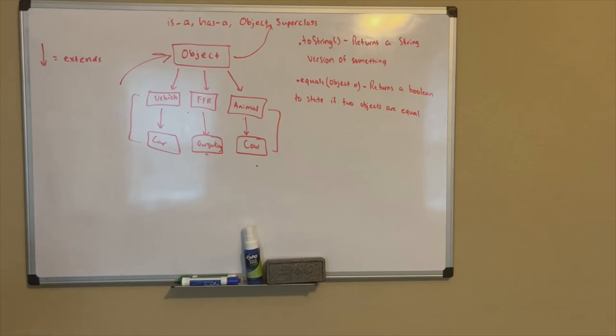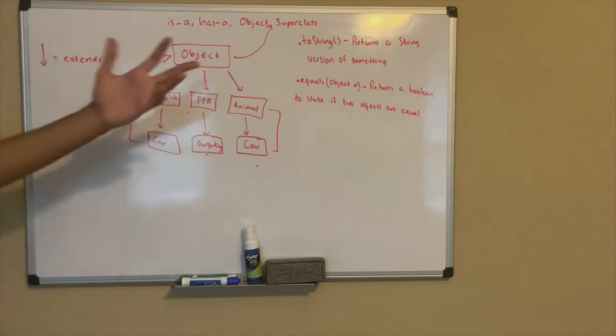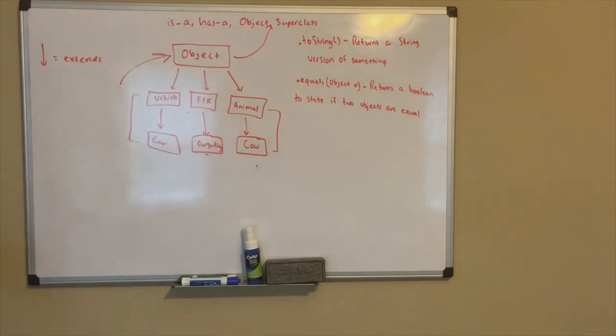And that's pretty much it. That's isa, hasa, and the object superclass. Keep in mind that isa is a tool used by programmers to determine whether an inheritance relationship should occur. Hasa is a tool used by programmers to determine which attributes or methods are appropriate for an object. And the object superclass is the universal superclass in Java that every class inherits. Since every class inherits object, every class can override its methods, like toString and equals, in every single class you make in Java.